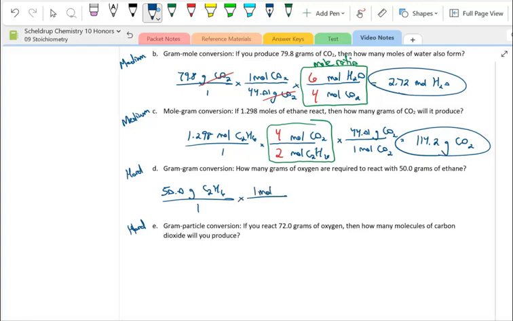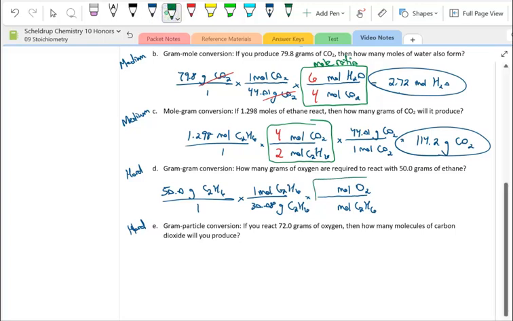So I'm going to go 1 mole C2H6. Carbon's 12.01 times 2 plus 6 times 1.01. That gives me 30.08 grams. Now I'm in moles of C2H6. Now I can use my mole ratio to cancel moles of C2H6 and go directly into moles of O2.